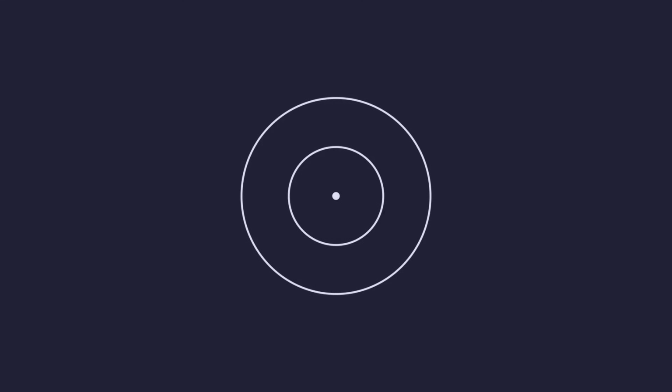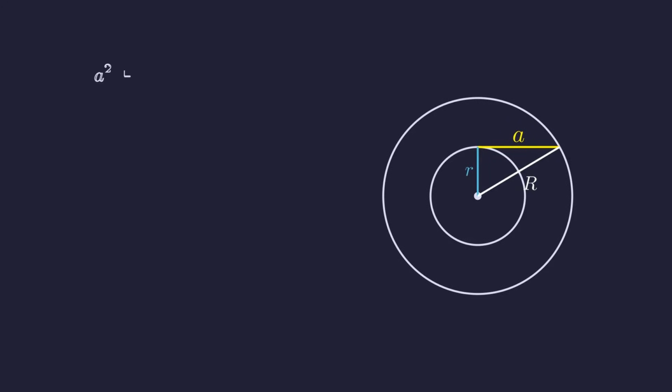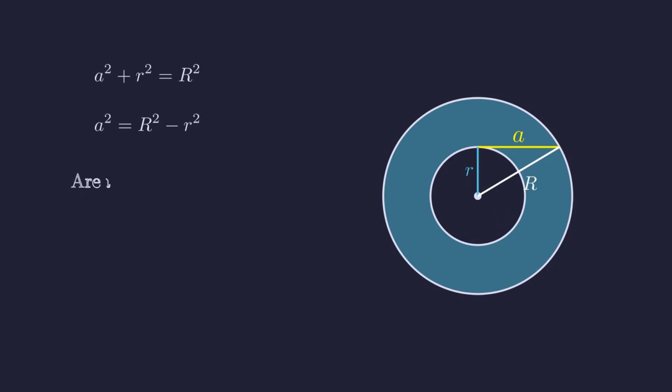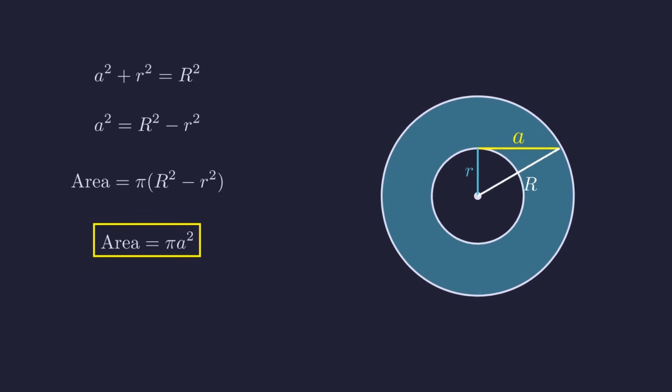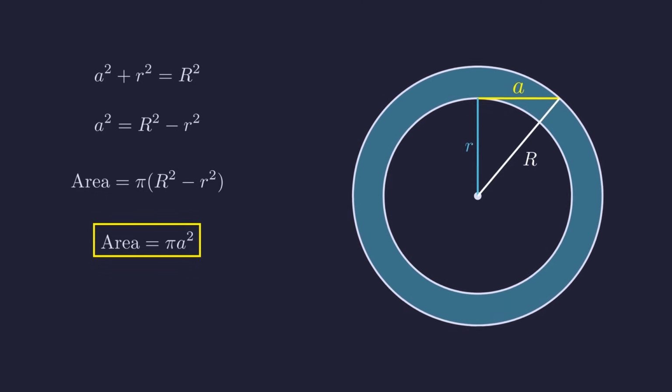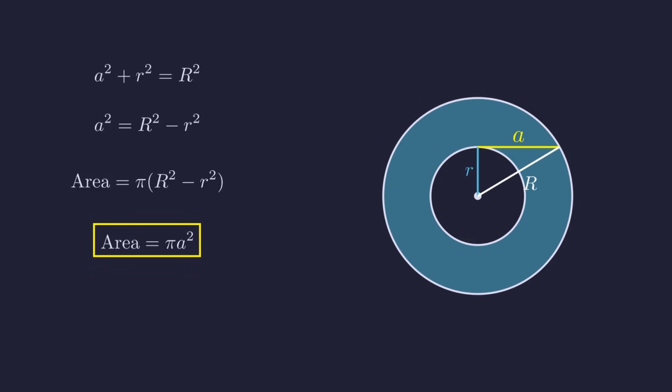Consider two concentric circles. If half the tangent chord is A, and the circles have radii little r and big R, then we can use the Pythagorean theorem and solve for a squared. We also see the annular area is the area of the larger circle minus the area of the smaller one. But the difference of squares was just a squared. This means the individual radii don't actually matter, only the length of A. We can see this even when A equals 0.